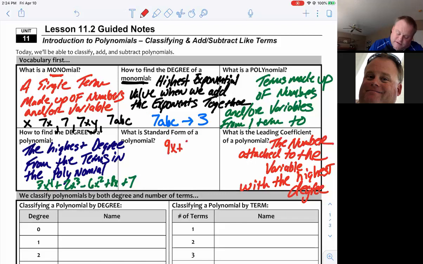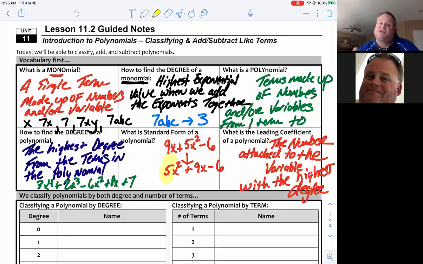9x plus 5x squared minus 6, well, one, that's not in standard form, right? So if I was to rewrite this in standard form, it would be 5x squared plus 9x minus 6. Now, my leading coefficient is the number attached to the variable with the highest power. And in this case, that is this 5 right here. It's not the x squared. The x squared tells me that is the highest power. The 5 itself is the leading coefficient.